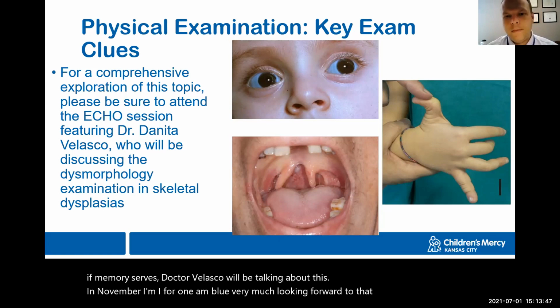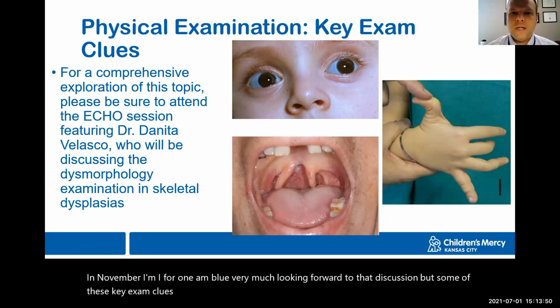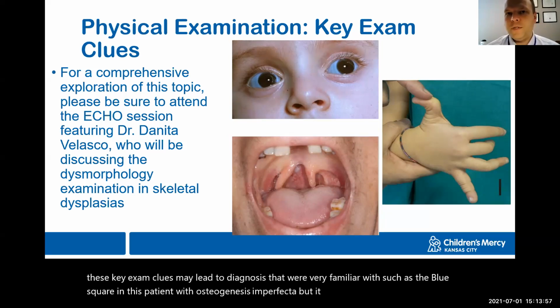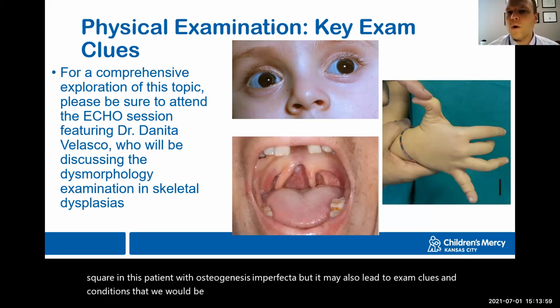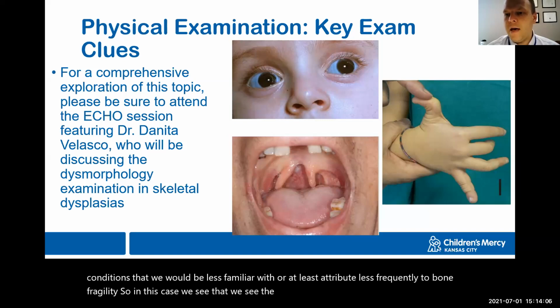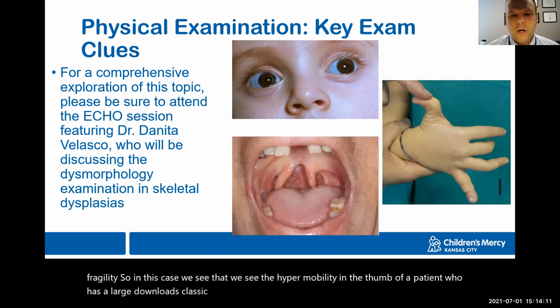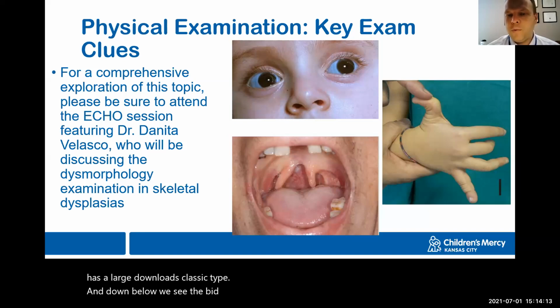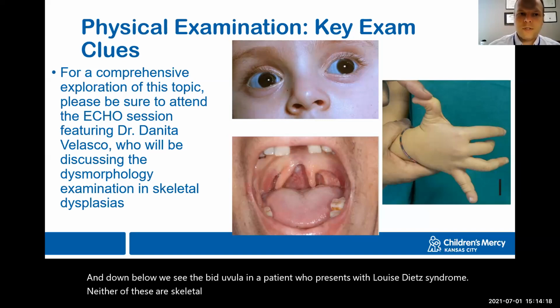But some of these key exam clues may lead to diagnoses that we're very familiar with, such as the blue sclerae in this patient with osteogenesis imperfecta. But it may also lead to exam clues and conditions that we would be less familiar with, or at least attribute less frequently to bone fragility. So in this case, we see the hypermobility in the thumb of a patient who has Ehlers-Danlos classic type. And down below, we see the bifid uvula in a patient who presents with Loeys-Dietz syndrome. Neither of these are skeletal dysplasias, but both are interesting in the context of multiple fractures.